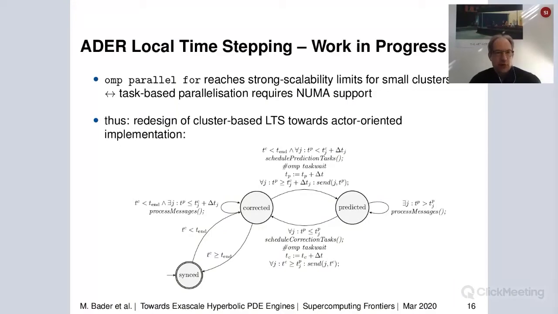Another part, this is very fresh work we're currently working on, is to make the logic of the local time stepping a bit easier to swallow in the programming style. And here we are working on actor and finite state machine approaches, which is just an illustration here, which is used to schedule the local time clusters.